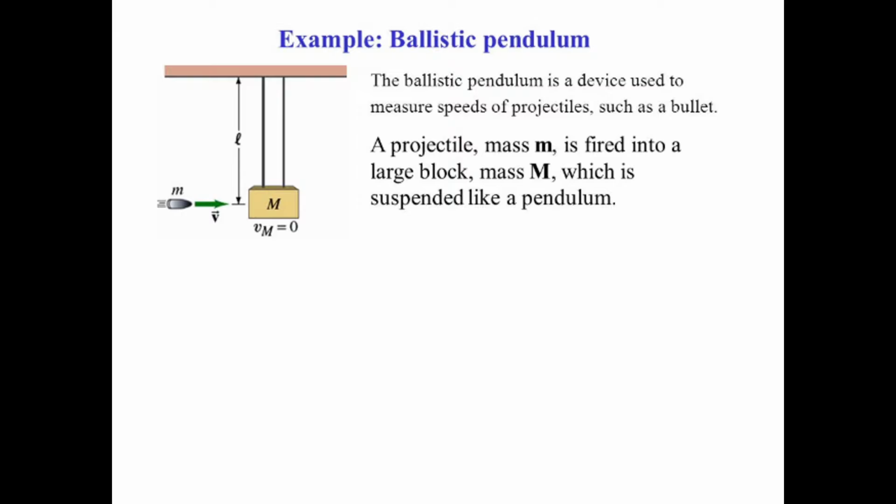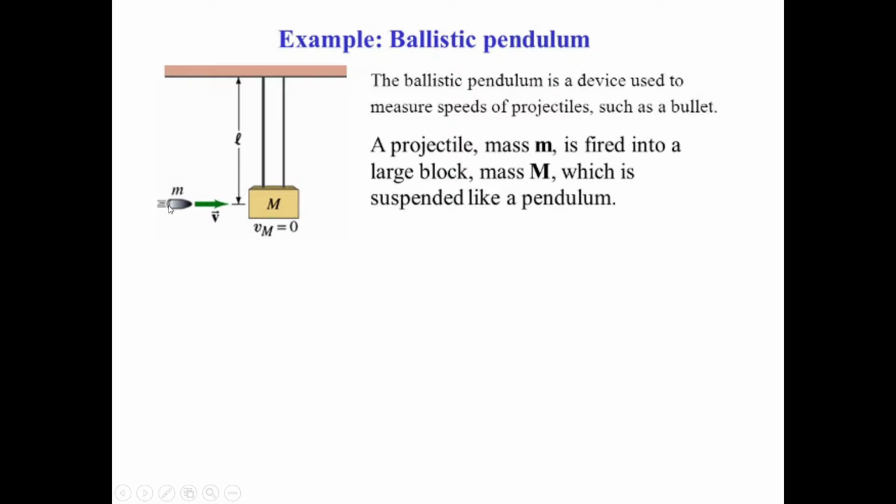So the idea is, if I want to measure how fast a bullet is as it leaves a rifle, it's moving so fast that, at least in the old days, before high-speed photography, it would be really difficult to measure its speed directly. So instead we're going to do it indirectly.